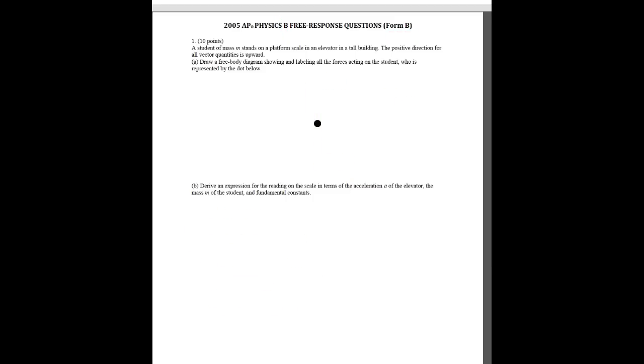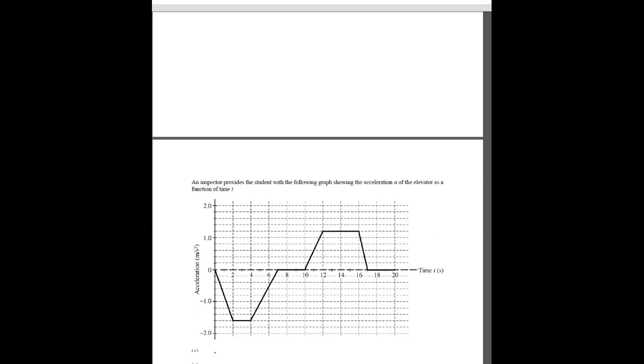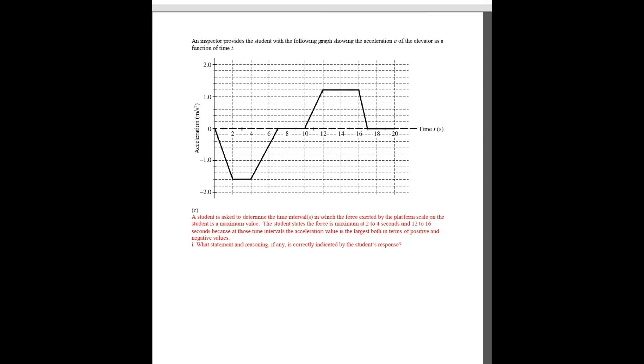Let's go ahead and take a look at the next page. On the next page, it says an inspector provides the student with the following graph. So here is a graph. Notice what I would do is always circle what it is. That way you see it. It is acceleration versus time. And that means that it's not velocity versus time, and it's not position versus time. So you have to remember this one is acceleration versus time. And you'll see that it actually has a changing acceleration, which we normally don't deal with.